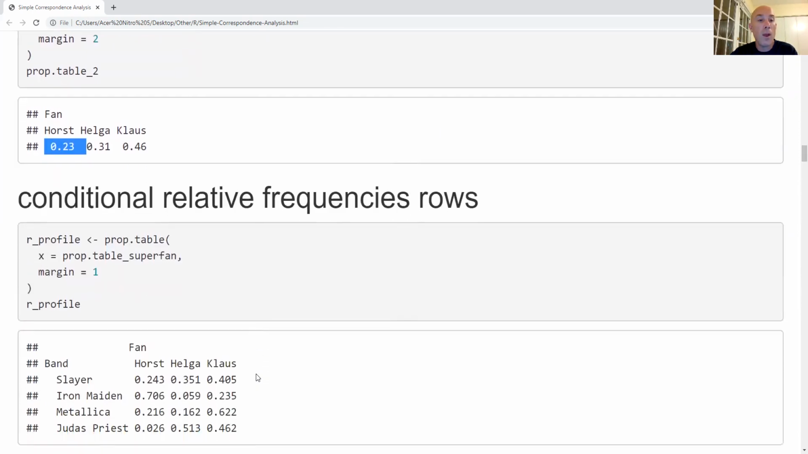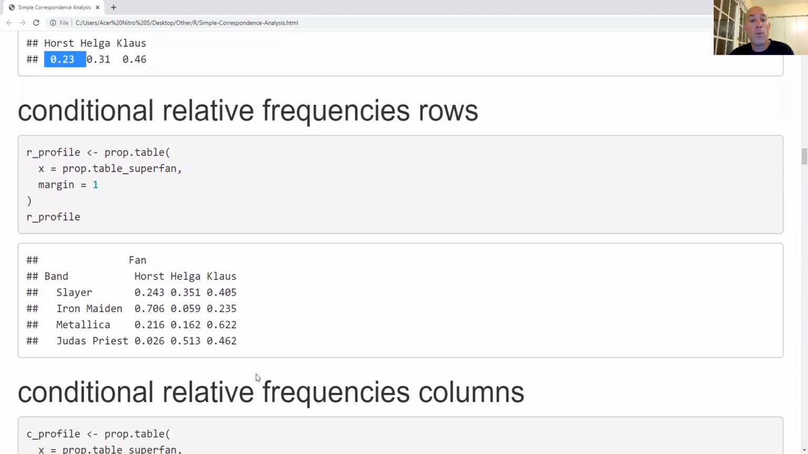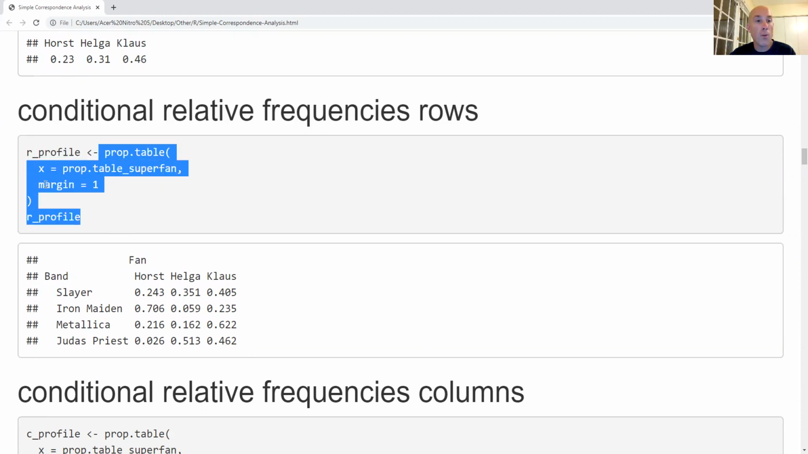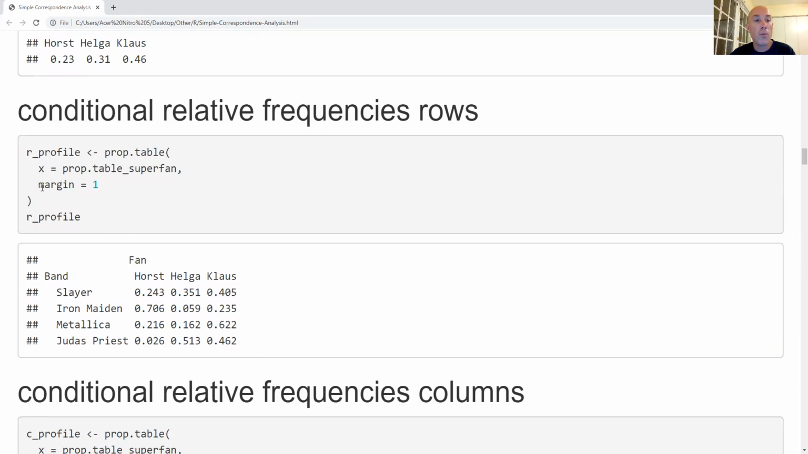Okay, so now let's look at the conditional relative frequency of rows. All right, so you'll notice that after I do the prop table, margin one means I'm interested in going by row. If I add these up, I'm going to get 1. If I add all of these up, I'm going to get 1. If I add all these up, I'll get 1. And if I add all these up, I'll get 1.